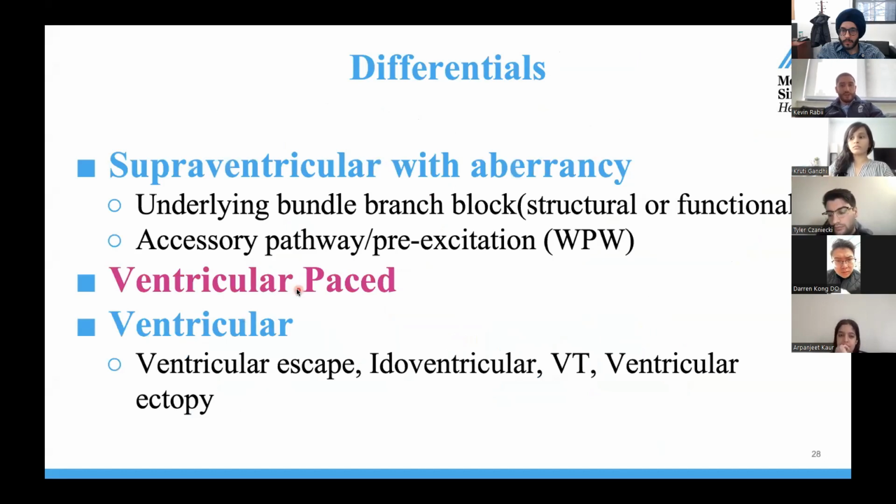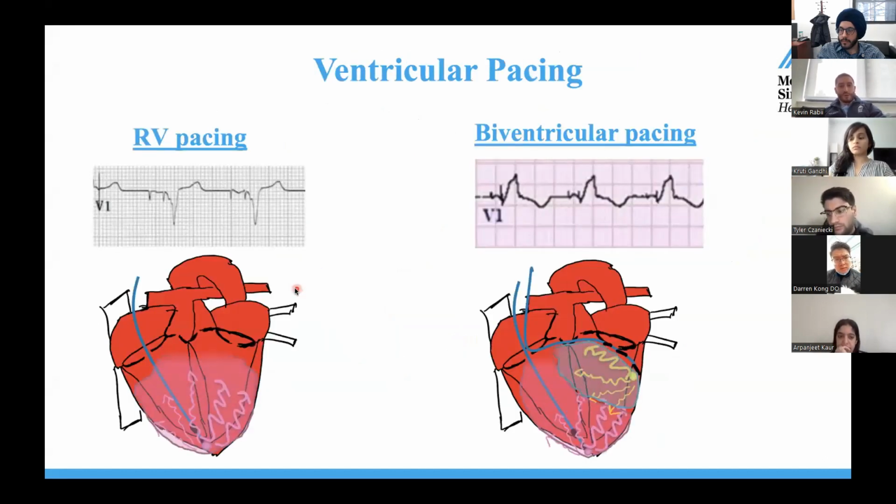Next I'll discuss ventricular paced rhythms. With newer intracardiac devices, you can have RV pacing. We have BiV pacing, where you have an RV lead and a coronary sinus lead, which is the same as an LV lead. Basically you're depolarizing from the ventricle, so it makes sense that you would have a wide QRS because it's originating in the ventricle.